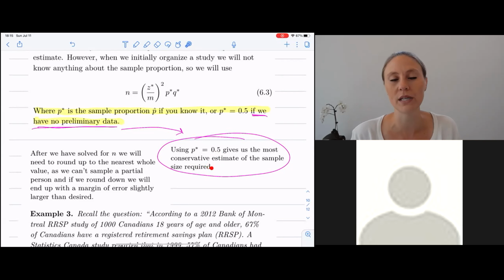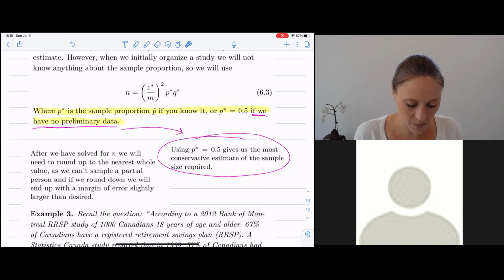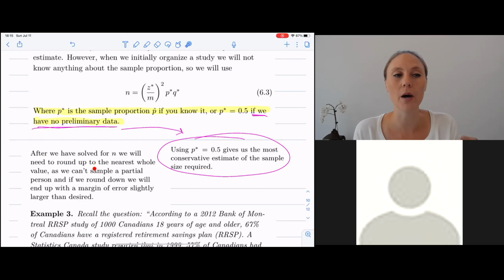In fact, I used to only teach the 50-50 split, but I thought, what the heck, let's just throw in the other option too, if you have preliminary data. Just like before, after you've solved for your n, so after you found your sample size, you're going to need to round up to the nearest whole value, because you can't sample a partial person or a partial manatee or a partial anything. And if we round down, then your margin of error would be slightly larger than what you said you wanted, and so we don't want to do that. We want to always round up.